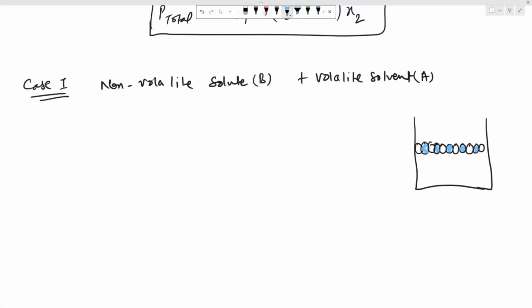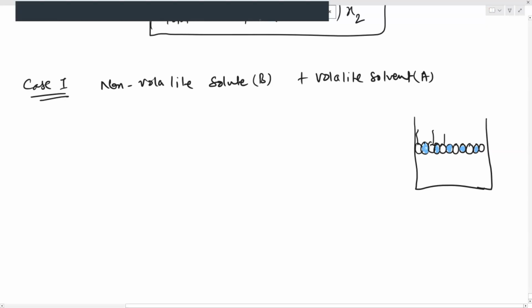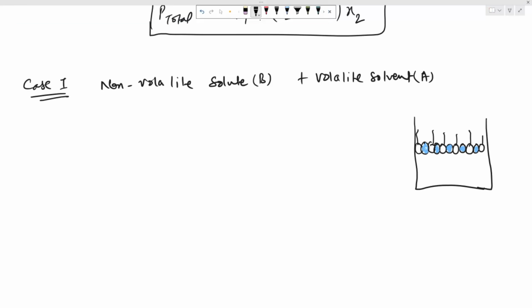Only the surface particles can evaporate: this particle can evaporate, this particle will evaporate, this one, this one. Previously there was only the fresh surface of the black one only, only the solvent. But if you are adding some solute to it, then the particles of solute will also come, and thereby it decreases the surface area for the solvent to evaporate. So, for example, if I add some sugar in the water, then the vapor pressure of the water will decrease, or we can say that the water will boil at a higher temperature.